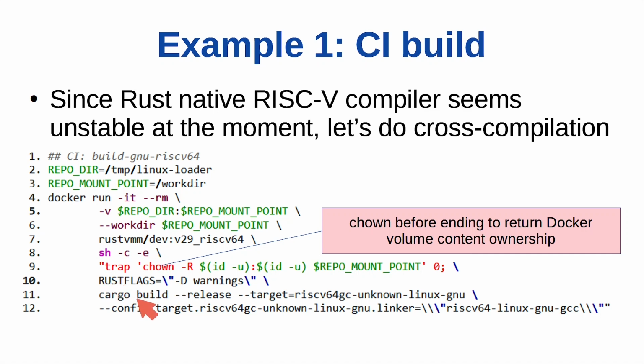These last three lines here are the cross-compilation command. And finally, we should take note to change the volume content ownership back to the host, because when we are running in the Docker, we are running as root. So we don't want to end up having root-owned files after the Docker run has finished.